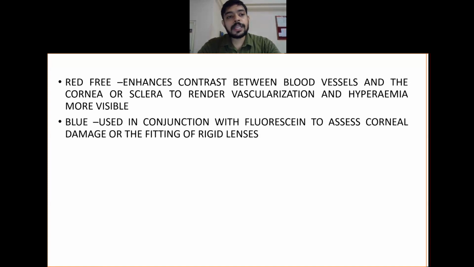So consider if you are using a red-free filter, it will cut off all the other things. The color of the red-free filter will be green. Okay, so if it is green, it will be cutting off other spectrums. It will be cutting off the red and we will be observing the red as black in that same picture. So we'll be able to observe the redness or the hyperemia in a better manner.